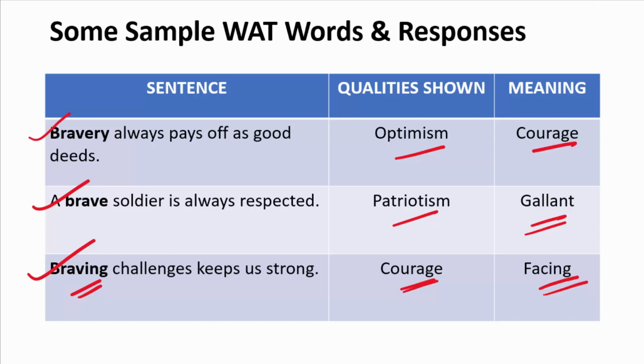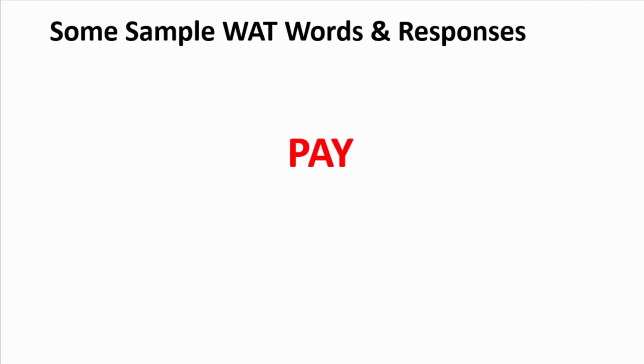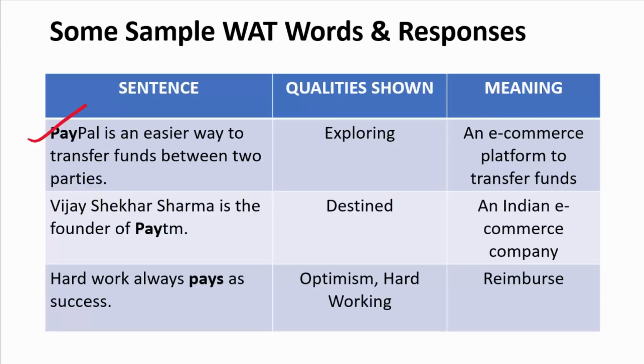Right? The next word is pay. And the responses you can write are, PayPal is an easier way to transfer funds between two parties. It shows that you are of exploring nature. And PayPal is an e-commerce platform to transfer funds, as you know. Or you can write, Vijay Shekhar Sharma is the founder of Paytm. Now you all know what Paytm is. It's an Indian e-commerce company, and it shows that it is destined.